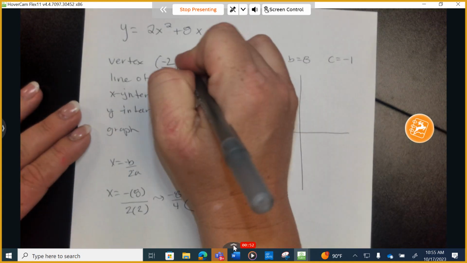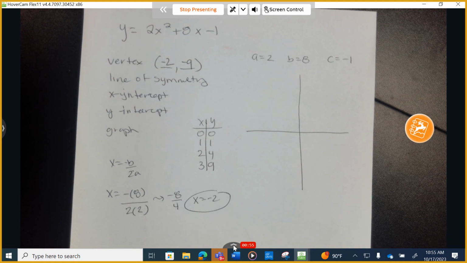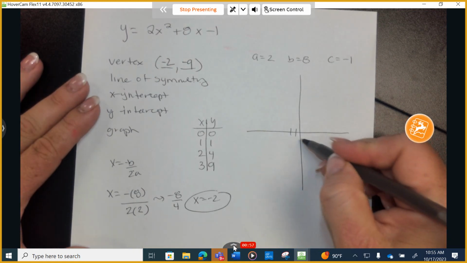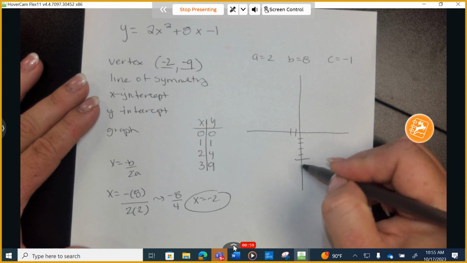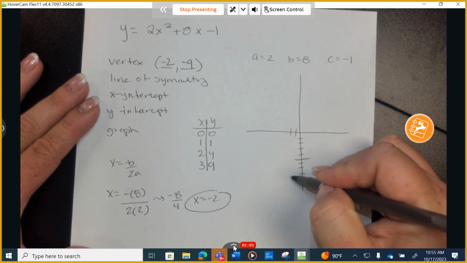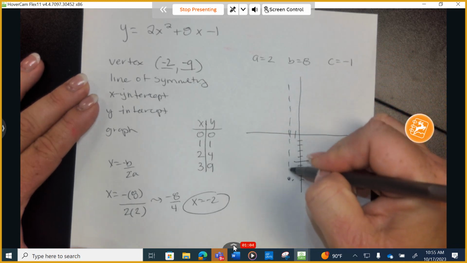Raise your hand if you were able to get either one of those. Hands up high. Okay, great. So again, this is going to be a rough graph. I'm going to go over 2 and down 1, 2, 3, 4, 5, 6, 7, 8, 9. This is what I have right now.